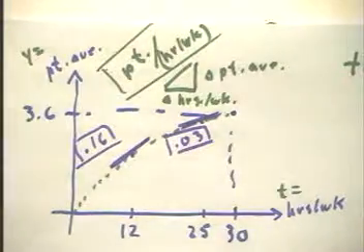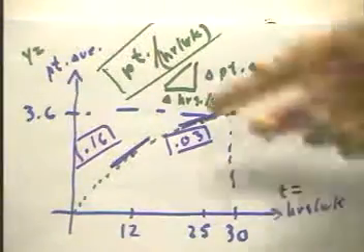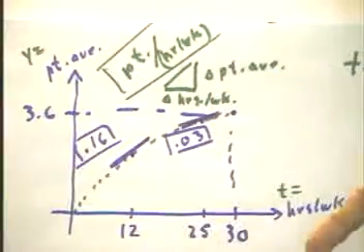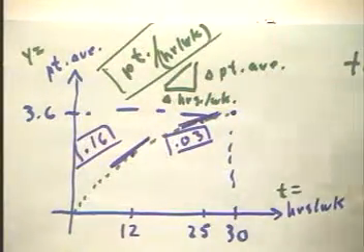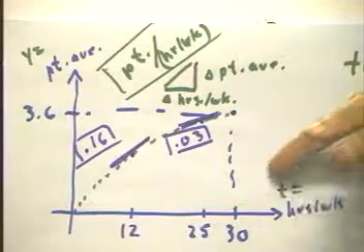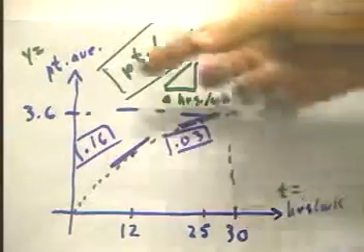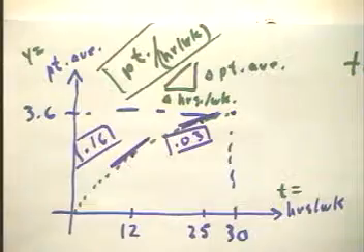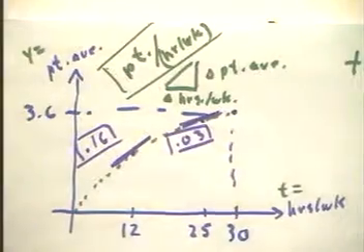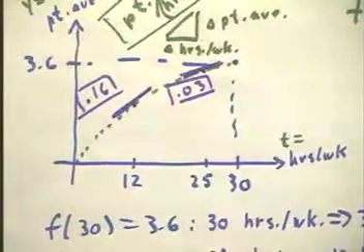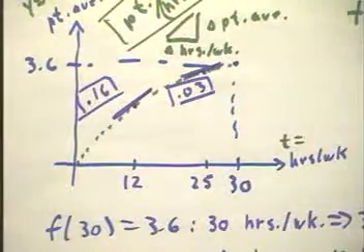Today's quiz problem involved a function where point average is a function of the hours per week that a student studies. Okay, so we're going to let T stand for the number of hours per week. We're going to let Y be the point average. The information given was first that f of 30 equals 3.6.